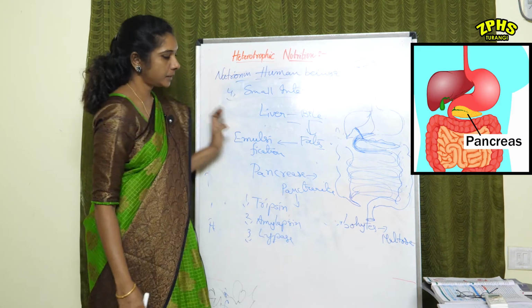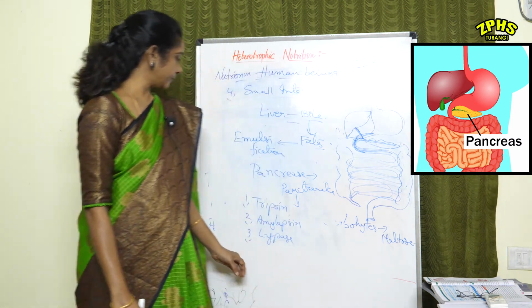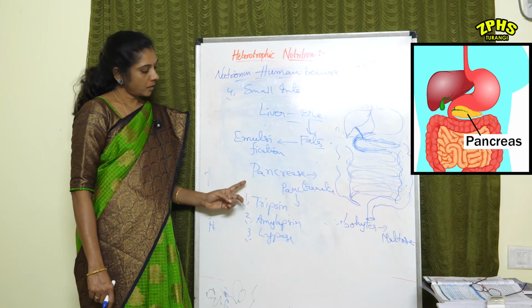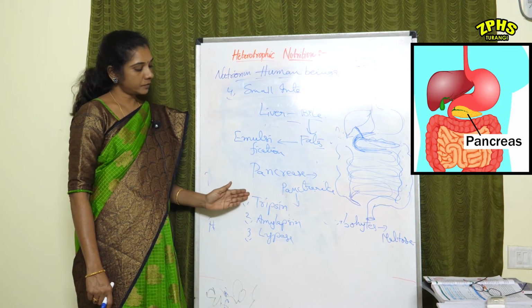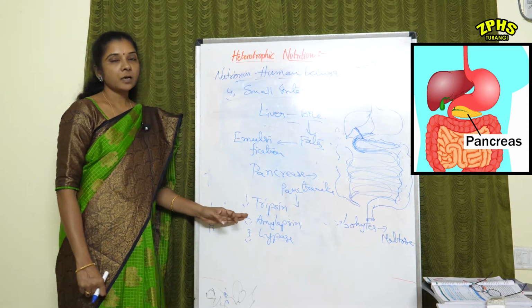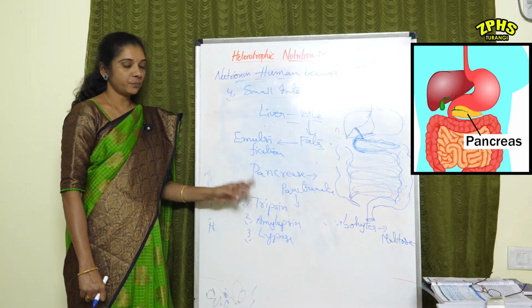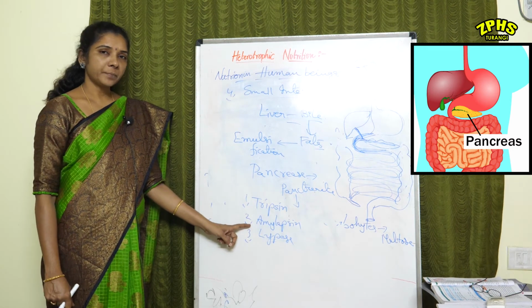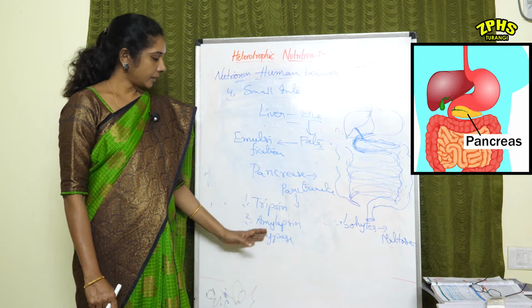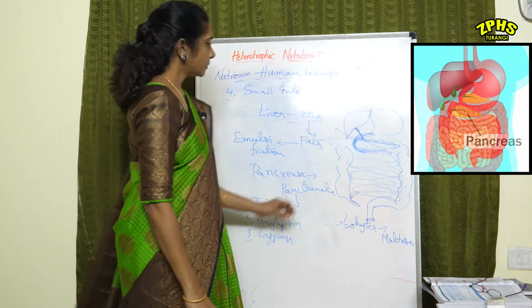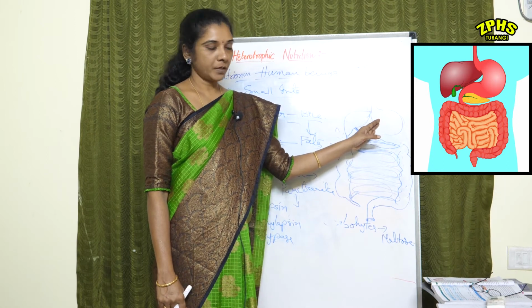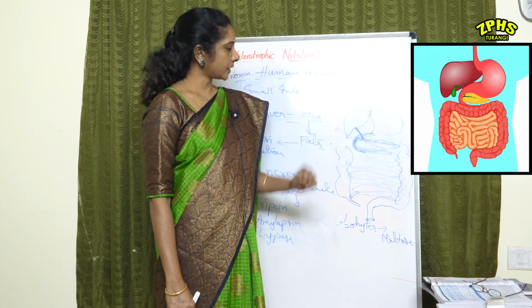You have the table on page number 15 in your textbook, where you can observe that trypsin works on proteins and converts them into peptones. Amylopsin works on carbohydrates and converts them into maltose. Lipase works on lipids and fats and turns them into fatty acids. The partially digested food is called chyme. It is stored in the stomach.